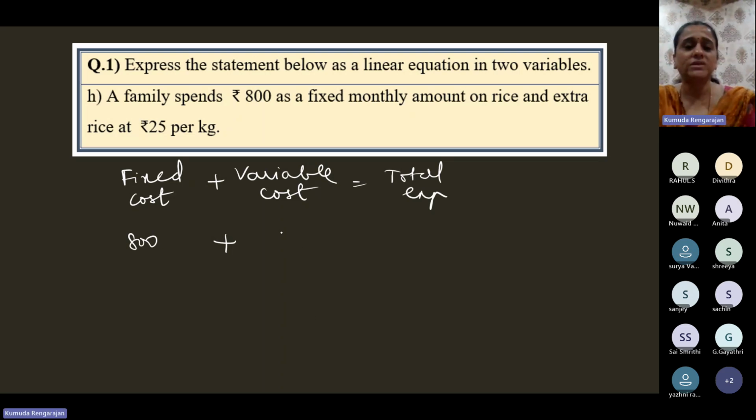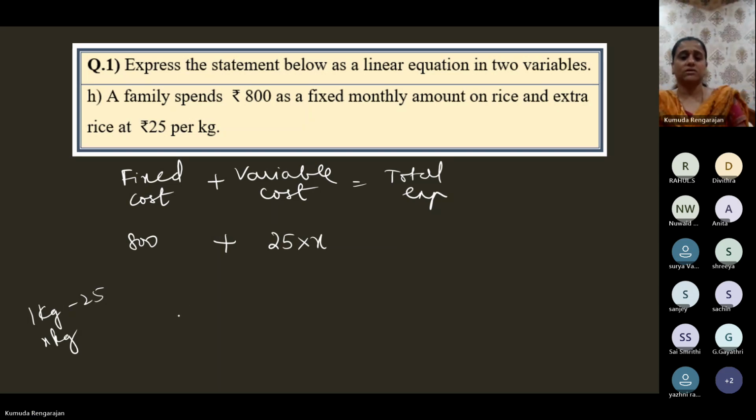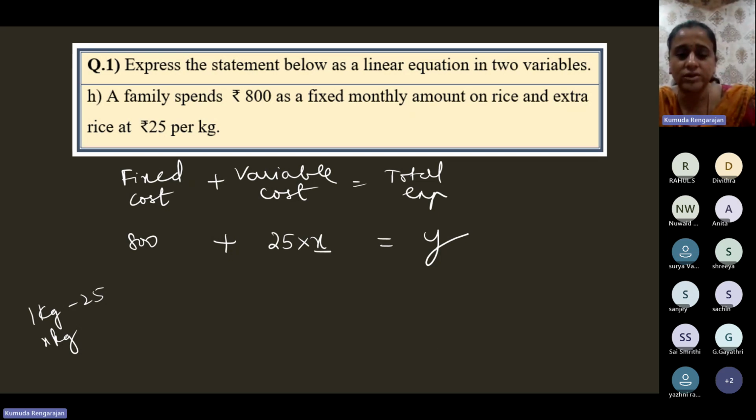All right. So what will be the variable cost? 1 kg is 25 rupees, so X kgs is 25 into X, or 25X, which is the total expenditure. Total expenditure is not given, and how much this plus this is, is not given. So let that be Y. So this is the equation. You have to assume this one and this one. This is the extra quantity of rice purchased and this is the total expenditure on rice.